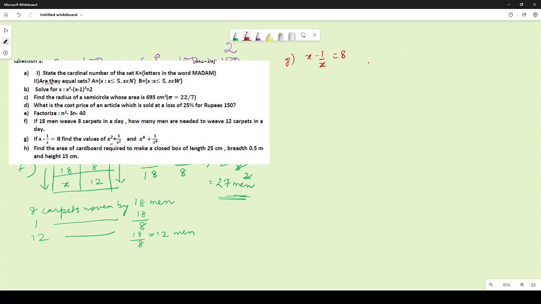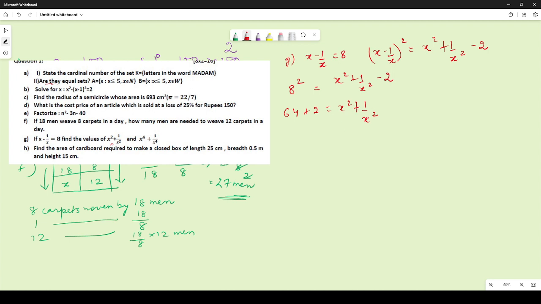तो अब हम जानते हैं x minus 1 by x whole square is equal to x square plus 1 by x square minus 2. बहुत सारे लोगों ने यहाँ पे plus 2 लिखा है जो गलत है. So x minus 1 by x, so over here 8 square is equal to x square plus 1 by x square minus 2. This gives you 64, और ये minus 2 इधर आएगा तो प्लस हो जाएगा, is equal to x square plus 1 by x square.